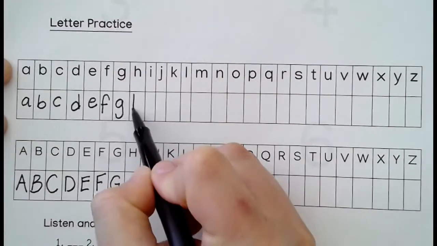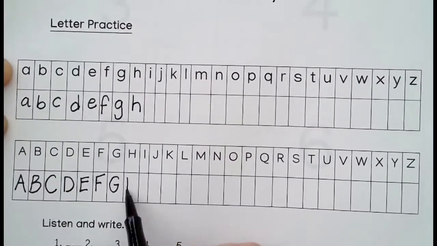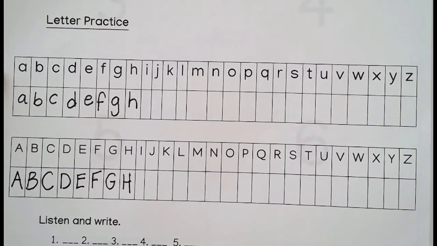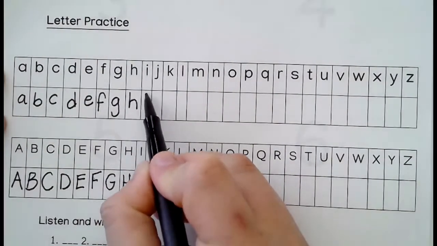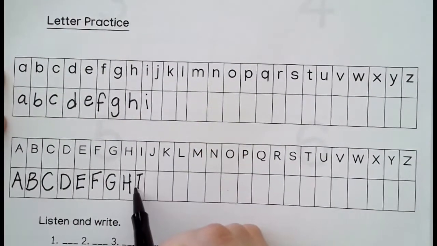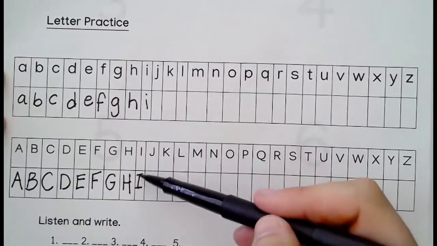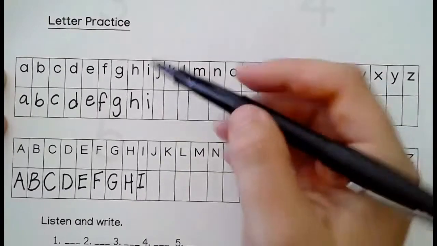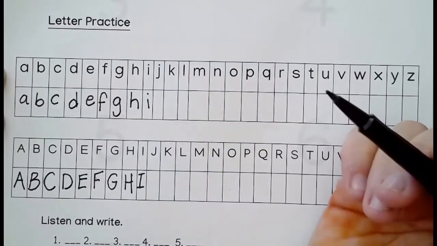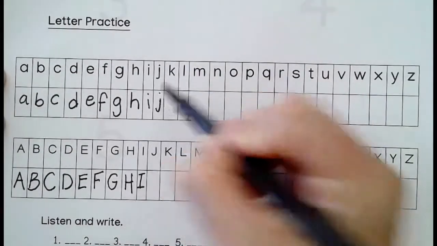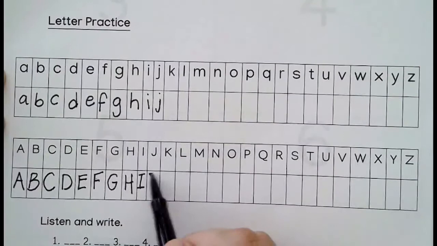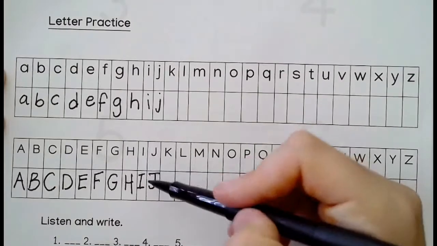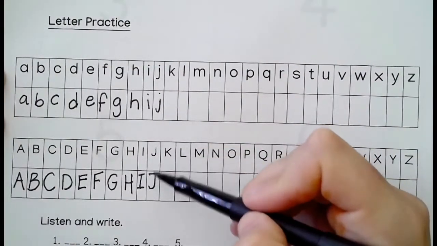H, small h, big H, sound h. I, small i, and big I. And big I can have these lines or no, both good, same. I, sound i. J, small j, big J, sound j. And just like I, this is good and this is good. Same thing.